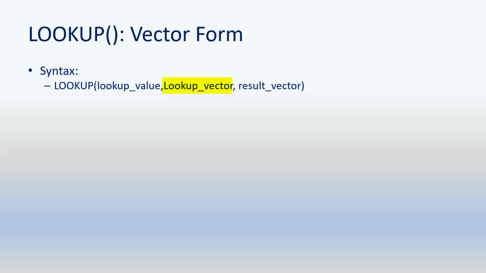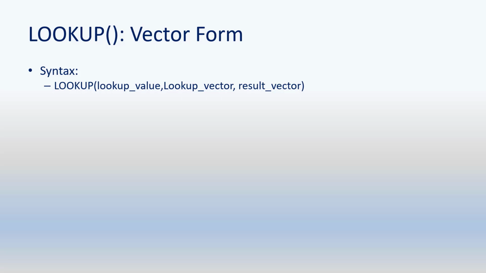Then you mention the lookup vector, which can be a range of a row or range of a column in which the lookup value is existing. Third argument is result vector. The result vector is a range of a row or range of a column where you need to find the value corresponding to lookup value.